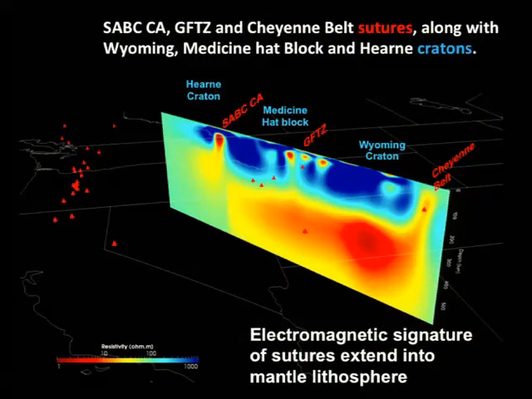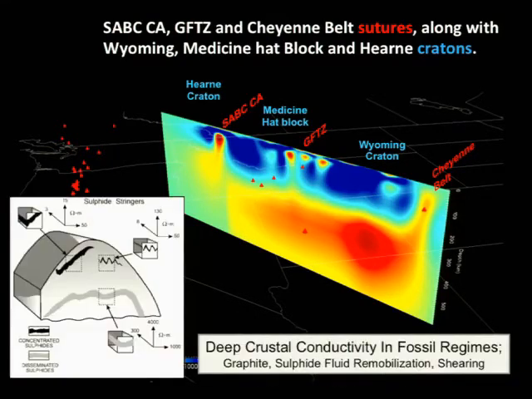And so this is one of the points that I want to make: we see these zones of high conductivity, and in the models, at least at this point, we need to investigate this more, these zones of high conductivity extend through the lithosphere. So here you have these very resistive Archean blocks, Medicine Hat block, Wyoming craton, Hearn craton, separated by these very deep extending vertical zones of high electrical conductivity. And the standard interpretation of these, they've been seen around the world and discussed widely, is that this deep crustal conductivity, and actually this is saying it's going not just in the crust, but through the lithosphere, is due to graphite and sulfide, which was subducted during continental assembly.